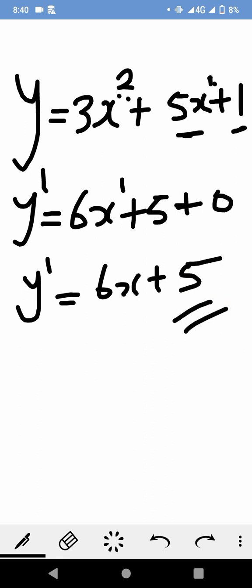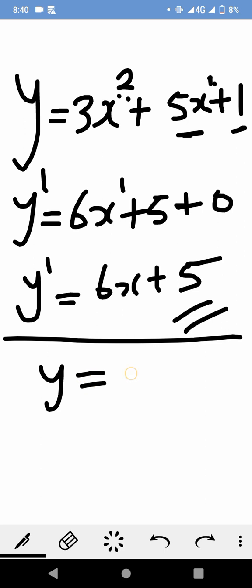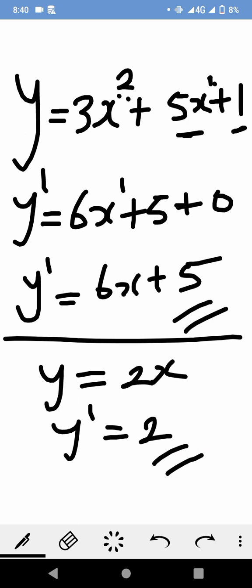Take notes. If you differentiate y equals 2x, actually our y prime is going to just be 2. But if you differentiate y equals x, you will have 1. Don't forget.